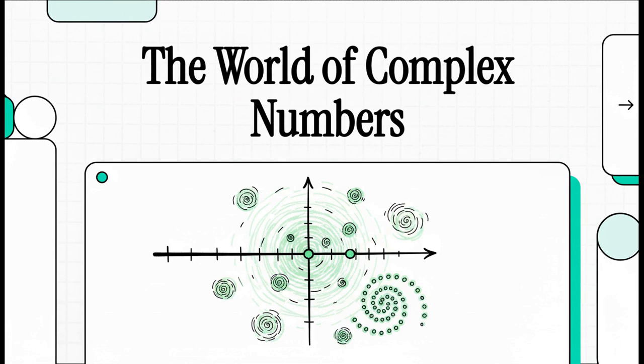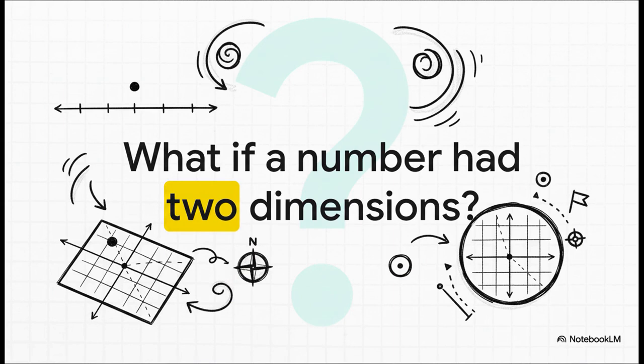We're going to demystify complex numbers, and I promise you are never going to look at a number line the same way again. So let's just kick things off with a question that kind of flips everything on its head. What if a number wasn't just a point on a line, but a location on a map? What if one single number could describe both how far to go and which way to turn? That's the core idea we're digging into today.